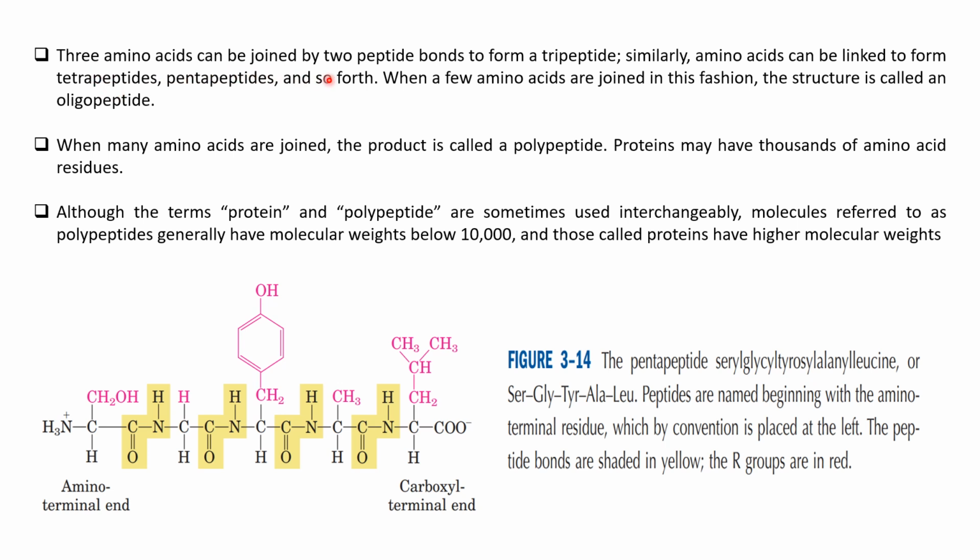Three amino acids can be joined by two peptide bonds to form a tripeptide. Similarly, amino acids can be linked to form a tetrapeptide, pentapeptide, and so forth. When a few amino acids are joined in this fashion, the structure is called an oligopeptide.